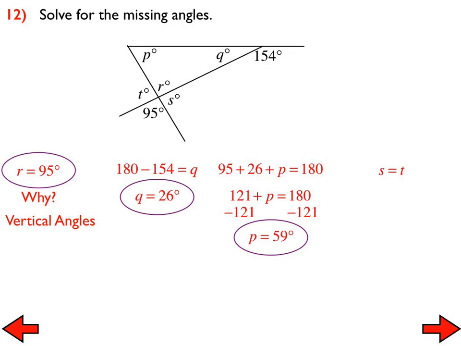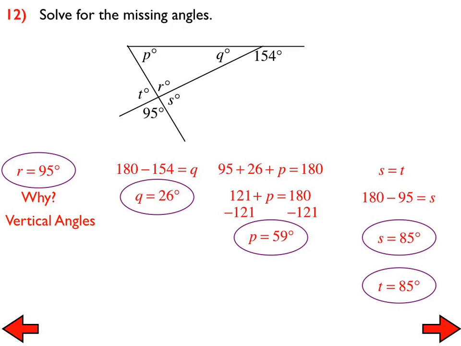And now I can use some more ideas of the fact that S and T are vertical, and I can utilize the fact that angle R is supplementary to angle T and angle S, and so that means S and T are both 85 degrees. Any questions in number 12?